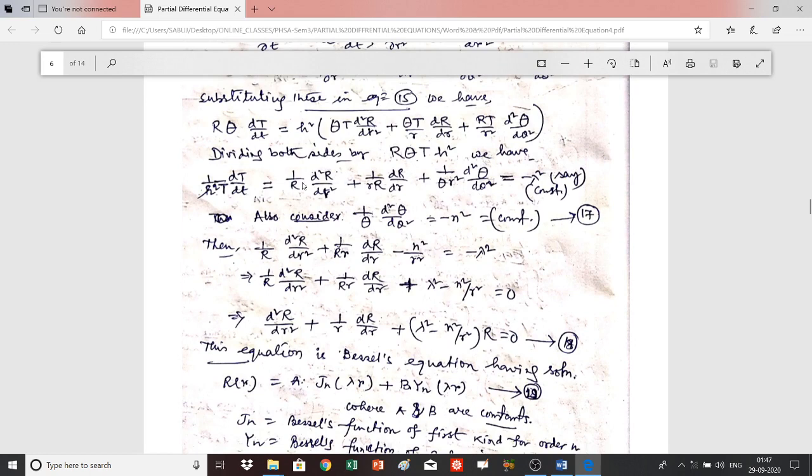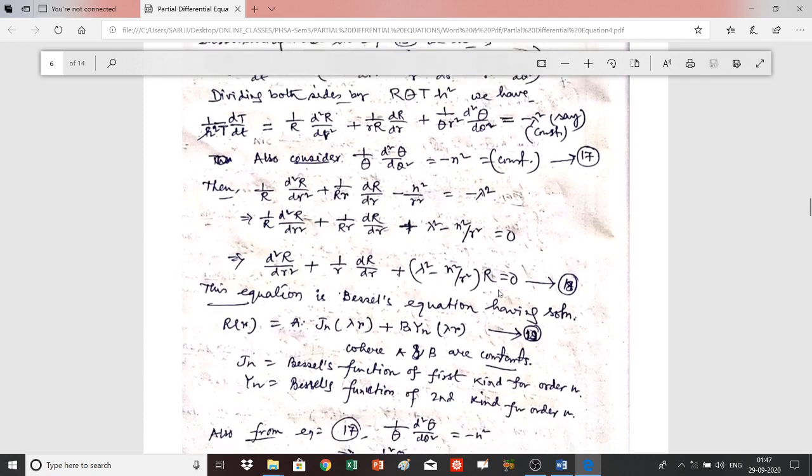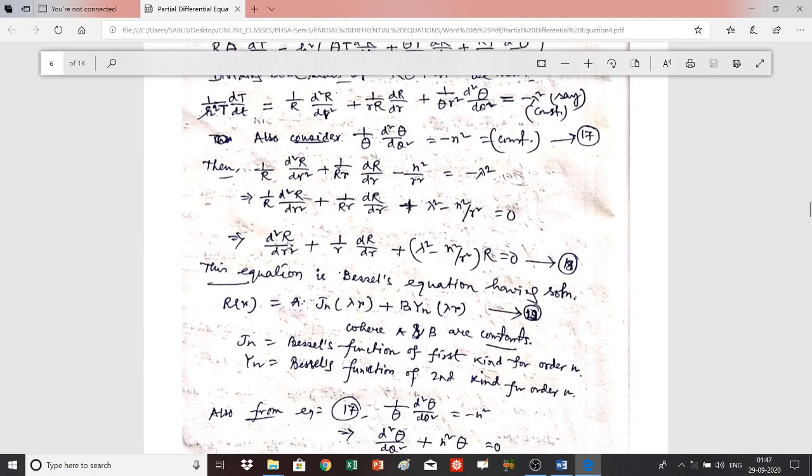So then from the right hand side of this expression you can write this term here, (1/R) d²R/dr² plus (1/(rR)) dR/dr. Then you have already taken (1/Θ) d²Θ/dθ² as minus n square, so this whole term will give you minus n square by r square, that is equal to minus lambda square. So then lambda square minus n square by r square is there. From here you can rewrite this expression as d²R/dr² plus (1/r) dR/dr plus (lambda square minus n square by r square) R is equal to 0.